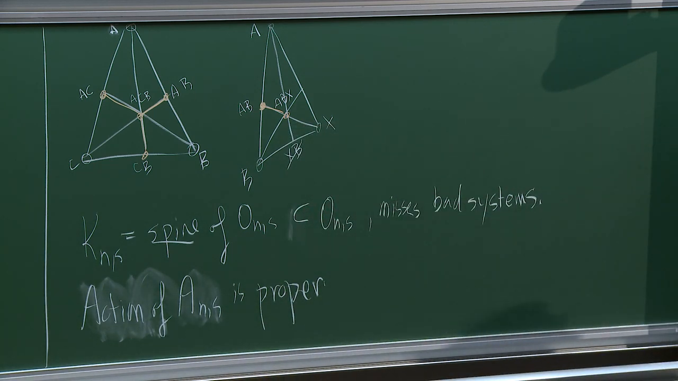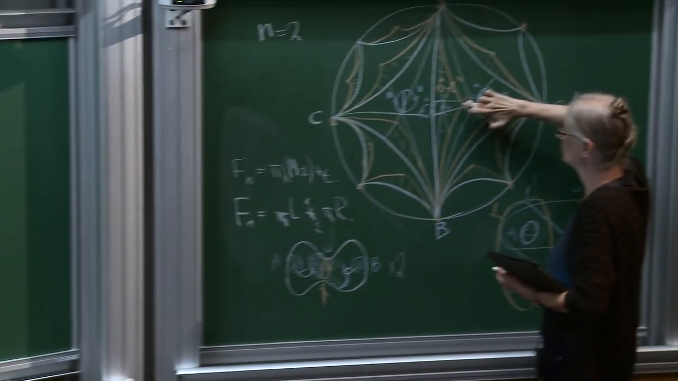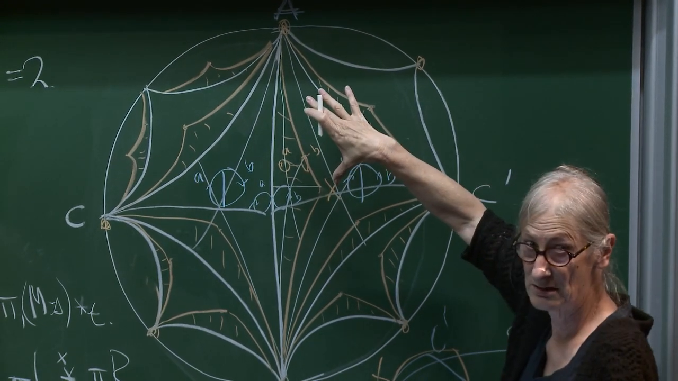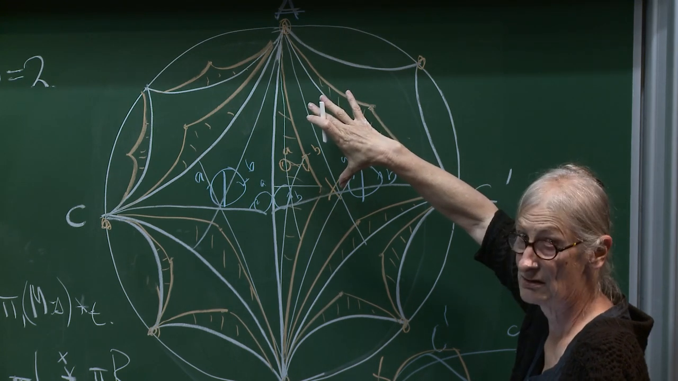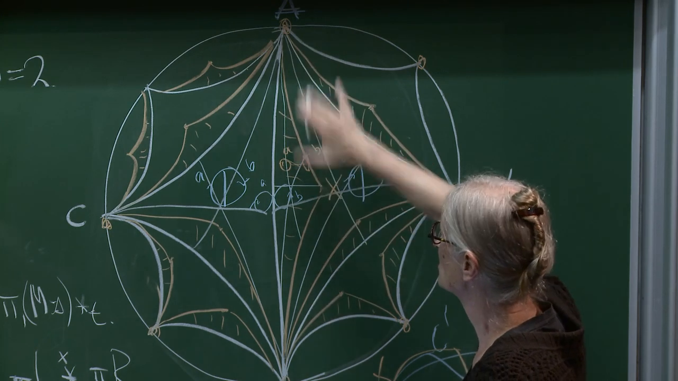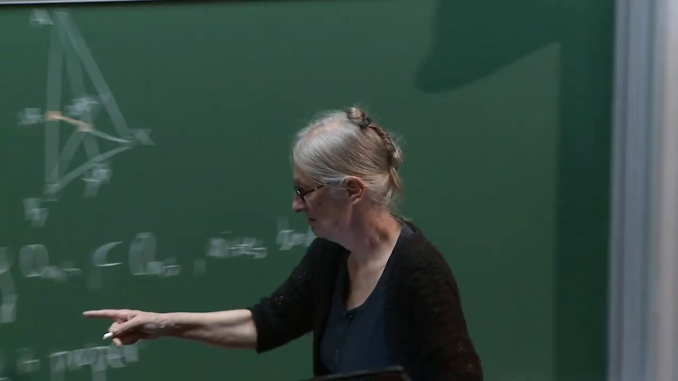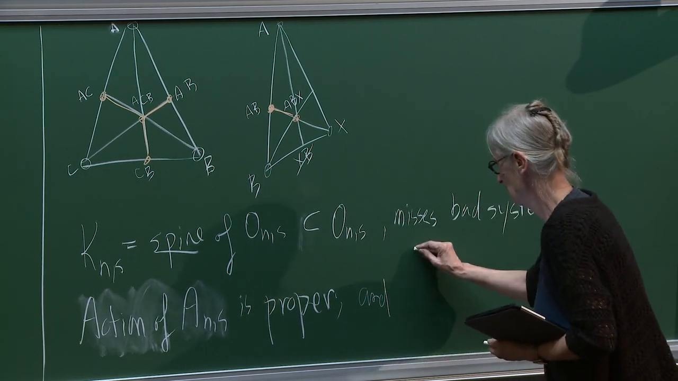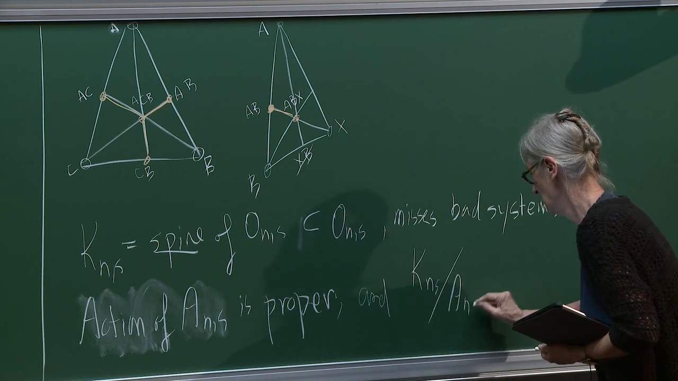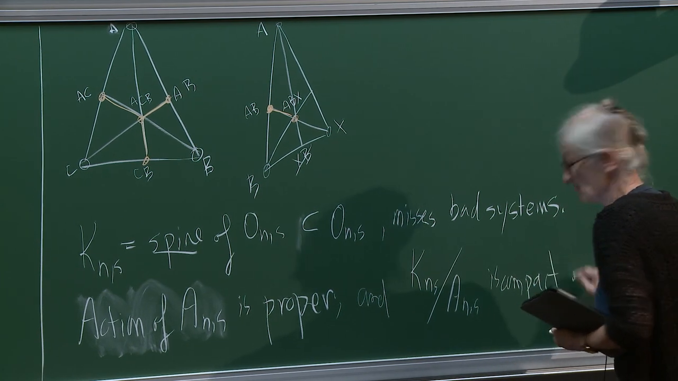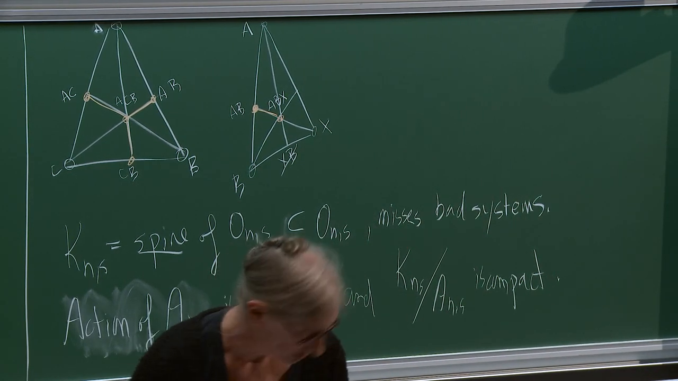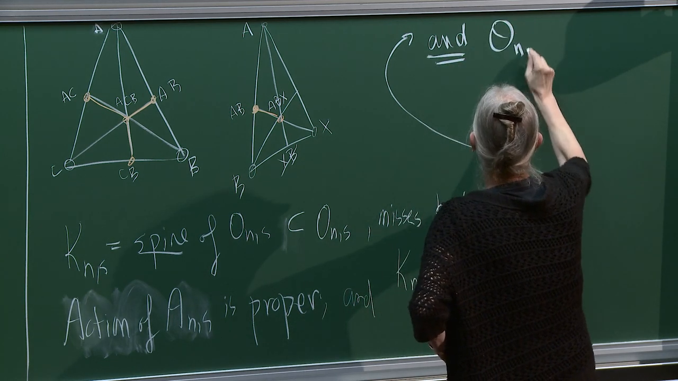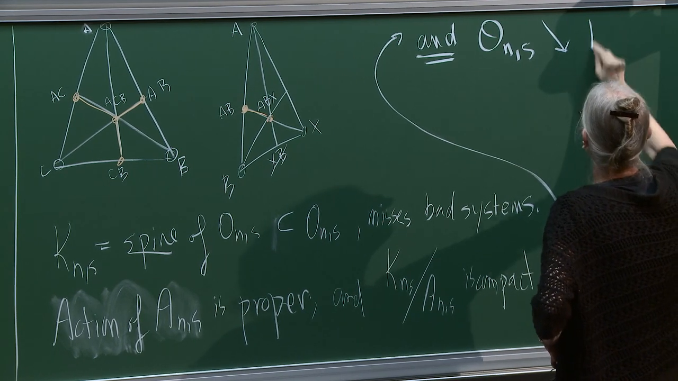The only place I got into trouble in this sphere picture is when I had a vertex here, or a one cell, where the associated sphere system had a non-simply connected complement. And then the stabilizer of that system was infinite. But as long as I've gotten rid of all those simplices, then the stabilizers are all finite and the action is proper. And K_n_s mod Out(F_n) is compact. So it's everything I want. I haven't said quite everything I need to say. I also need to say that O_n_s deformation retracts onto K_n_s.